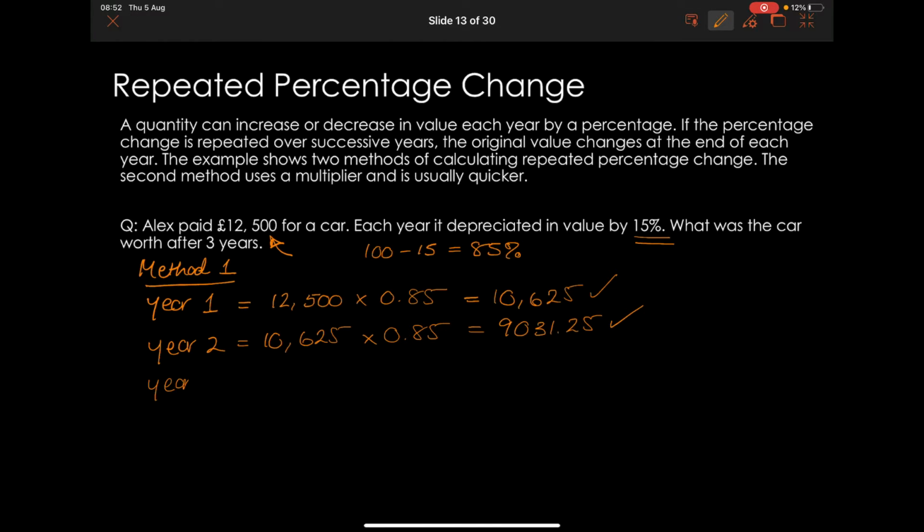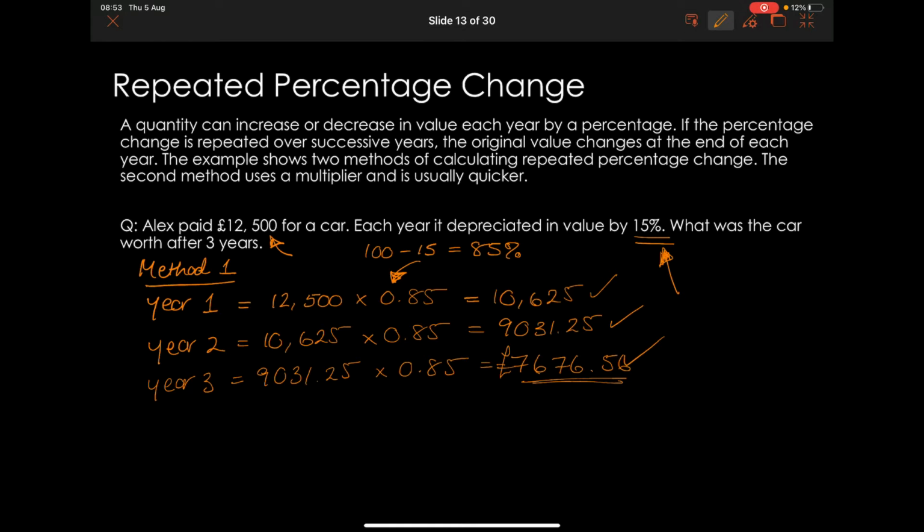And then finally in year 3, we would take the £9,031.25 and times it by 0.85 for our last time, giving us £7,776.56. Okay, which is what we got before. You're just not having to work out 15% and take away because you've just taken the 15% away from the 100 to give you this percentage, which we've written as a decimal. It must be written as a decimal. If you write it as 85, you're going to get really high numbers.